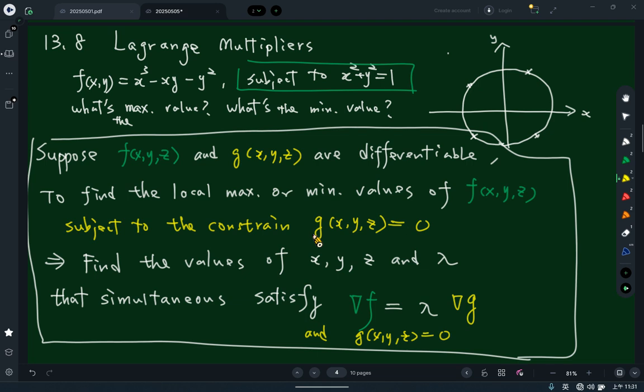Did you just notice? Do you remember gradient f is a vector, right? Gradient g is another vector. If one vector is equal to a constant times another vector, actually these two vectors are parallel.